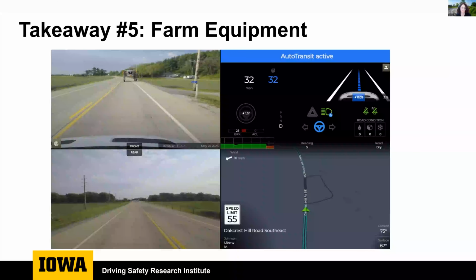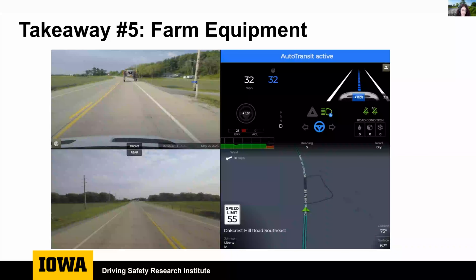Thanks, Alec. I'm going to go ahead and talk about our fifth takeaway, which is our encounters with various farm equipment. We had plenty of opportunities throughout the project. I'm going to just talk briefly about one here. On the screen, you can see an encounter with the high clearance sprayer. This is a unique size and shape. It's wide enough that it's crossing the shoulder boundary and extends almost all the way over to the center boundary.